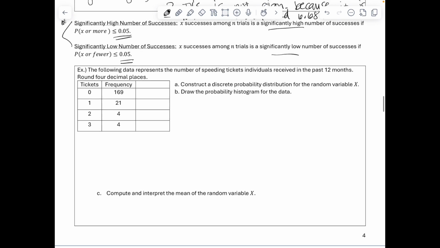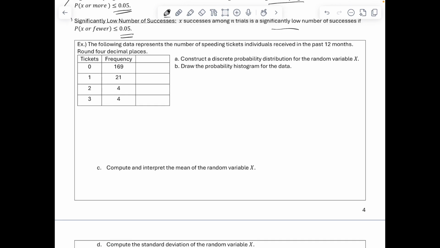So the example right below says, the following data represents the number of speeding tickets individuals received in the past 12 months. Round to 4 decimal places. So you'll see 0, 1, 2, 3 are the random variable, and this time it doesn't give me the probabilities, it gives me frequencies, which means the number of people that had 0 speeding tickets, 1 speeding ticket, 2 and 3 speeding tickets. So part A says to construct a discrete probability distribution, and that just means we need to make a table. I'm going to make my last column be my probabilities, and I'm going to label it P of X.